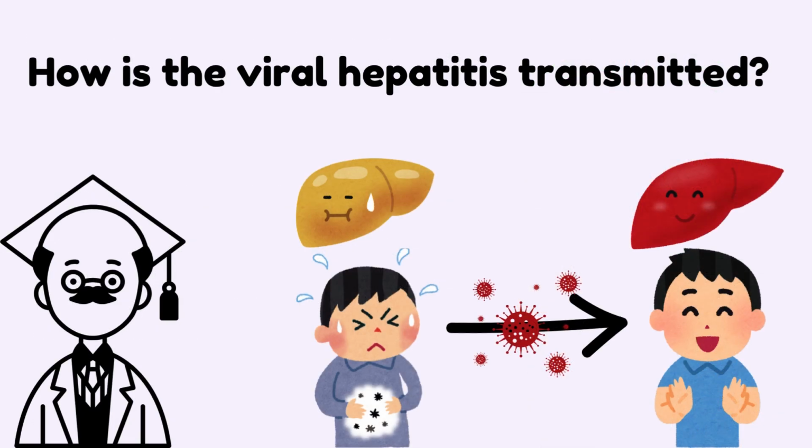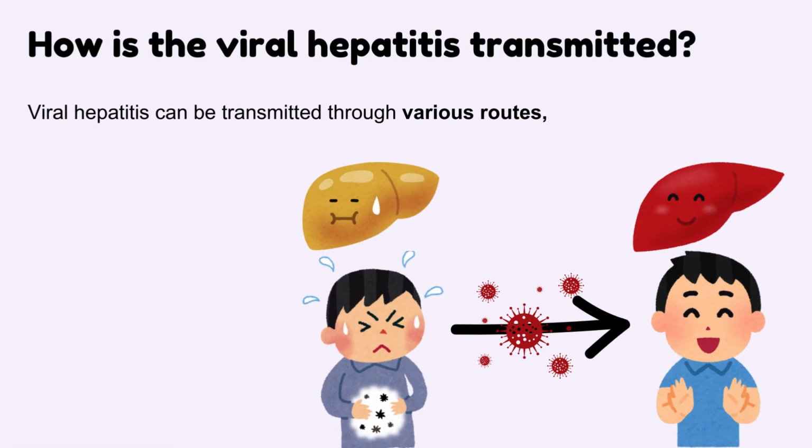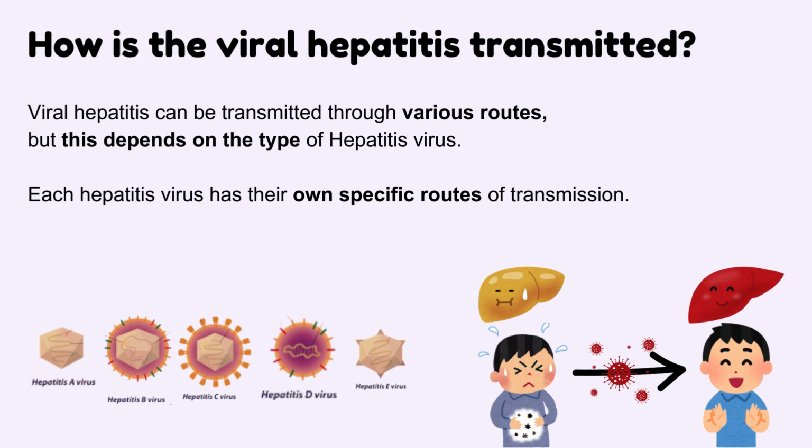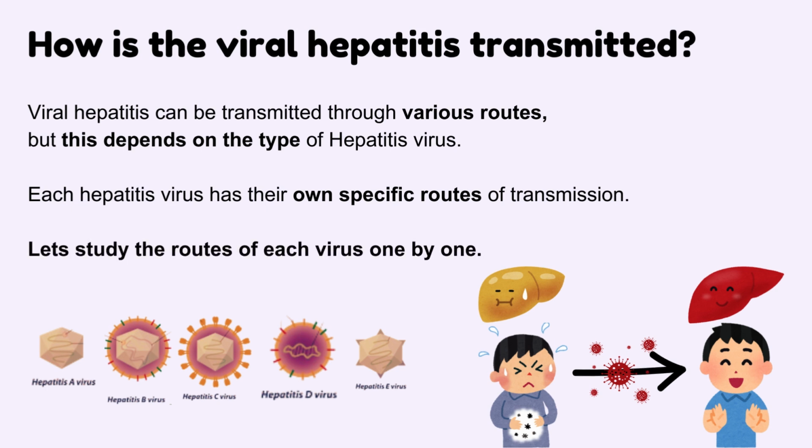How is viral hepatitis transmitted? Viral hepatitis can be transmitted through various routes, but this depends on the type of hepatitis virus. Each hepatitis virus has its own specific routes of transmission. Let's study the routes of each virus one by one.